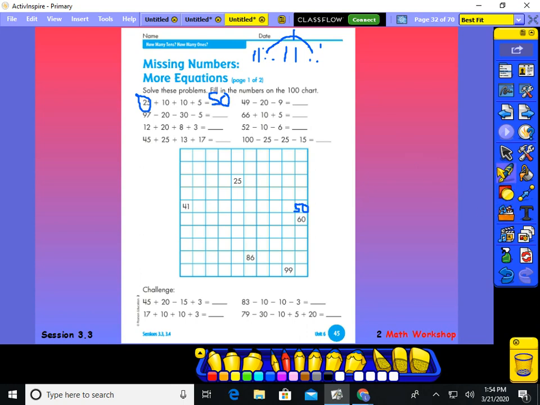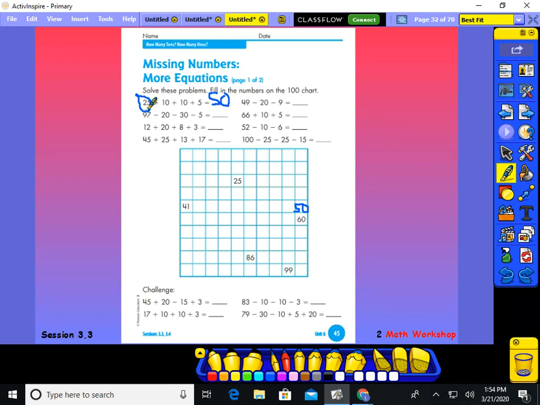Okay, I'm going to erase this little part up here so I can do the next one for you. All right, this is straight subtraction. Now, this might be a little bit more difficult. Mental math would look like this.